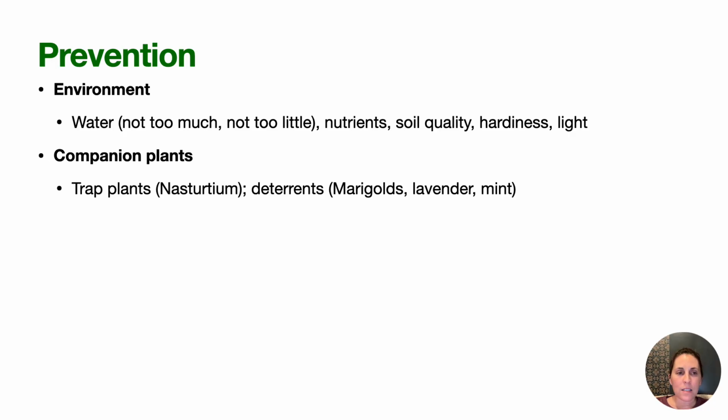Another thing to consider is something that we mentioned before, which would be companion plants. And so trap plants like nasturtium would be a great plant to have pests attracted to that nasturtium plant and away from other plants that would be otherwise susceptible, as well as deterrent plants. So things that have usually a strong aroma like marigolds, lavenders, and mints. And marigolds, lavenders, and mints play an especially awesome role at deterring things like rodents.